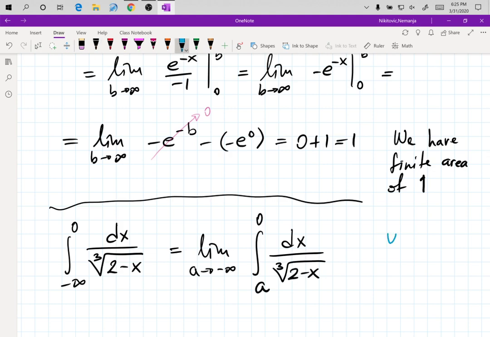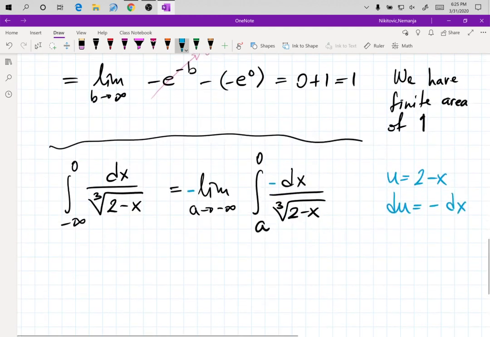At this point we use u sub, so u is 2 minus x, du is negative dx. When you take the derivative of 2, you get a 0. When you take the derivative of negative x, you get negative 1. We don't have that negative, so I will put in the negative. You can put the negative in front of the integral. Don't put the negative in here, because then it makes no sense. I mean, you can put the negative there, but then you have to put parentheses like this. So it's just more work.